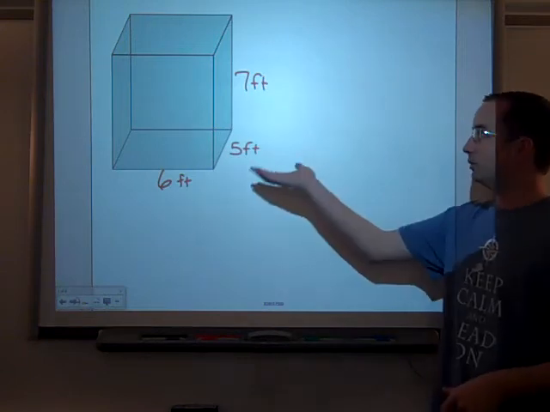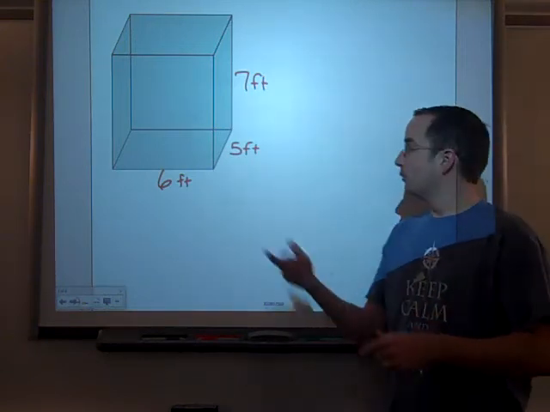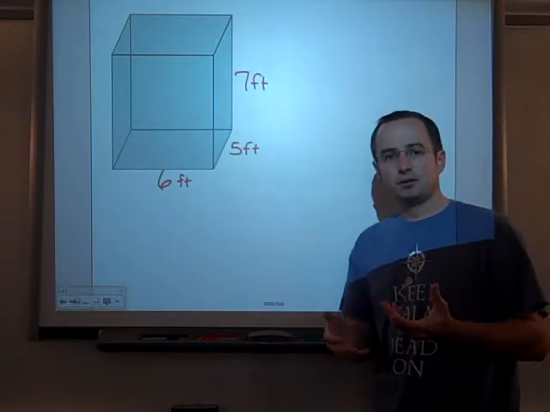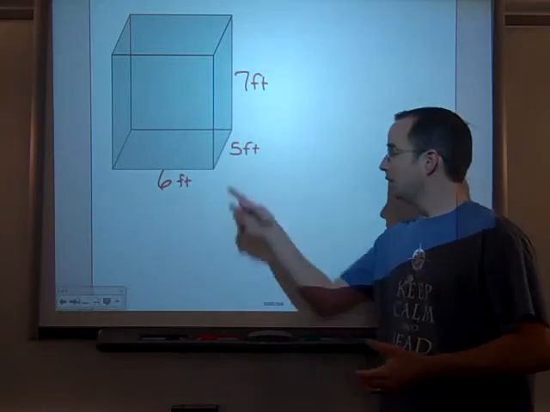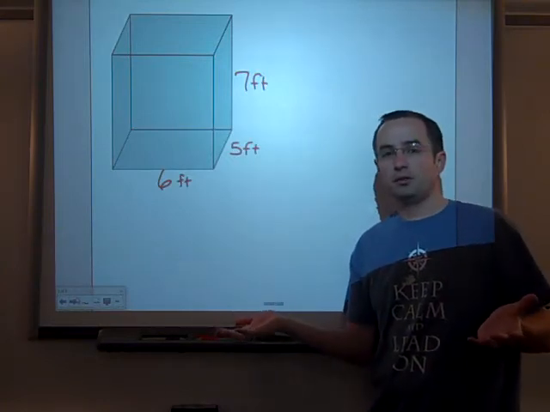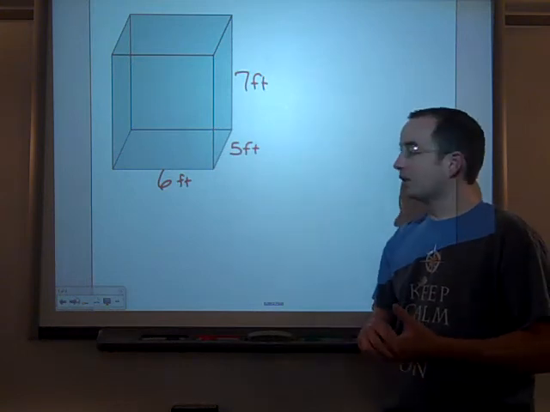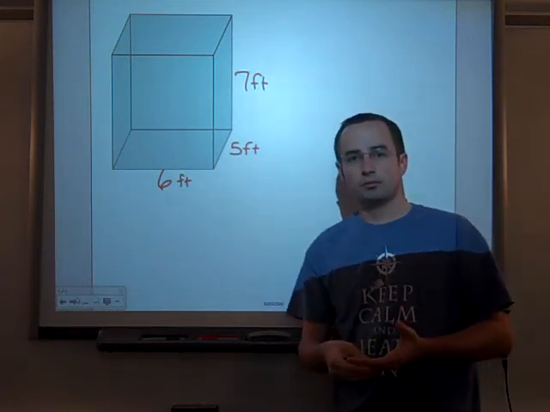So here we have a 3-dimensional shape. The first thing we need to know, is it a cube or is it something else? It's not a cube. Every side is different. So you can scratch out that formula, you don't need it. The next thing we need to notice is that the sides are different, so that makes it a rectangular prism.